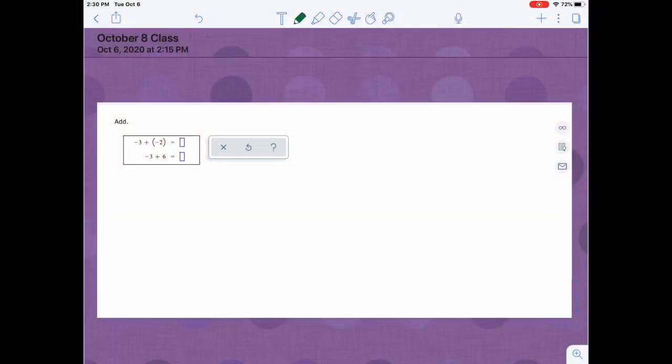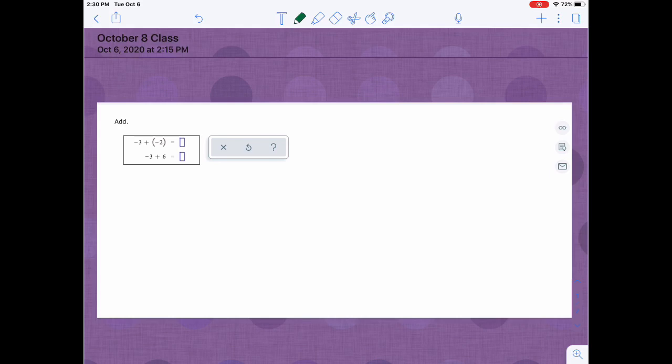Hi guys, in this lesson we are going to review adding and subtracting integers, but we're also going to talk about multiplying and dividing integers. For some reason, most of you seem to be better at multiplying and dividing integers, but I want to cover both so that we can get everybody on the same page.